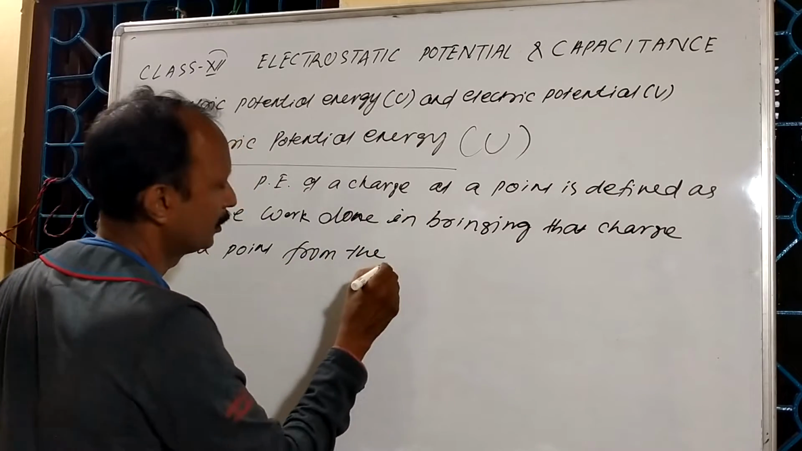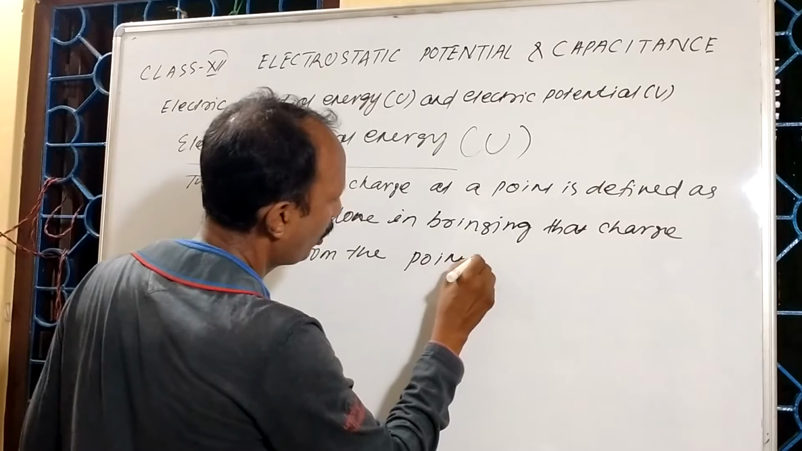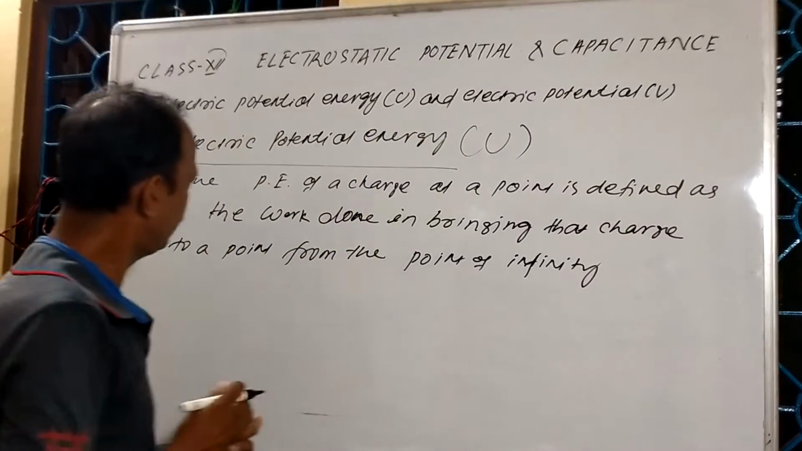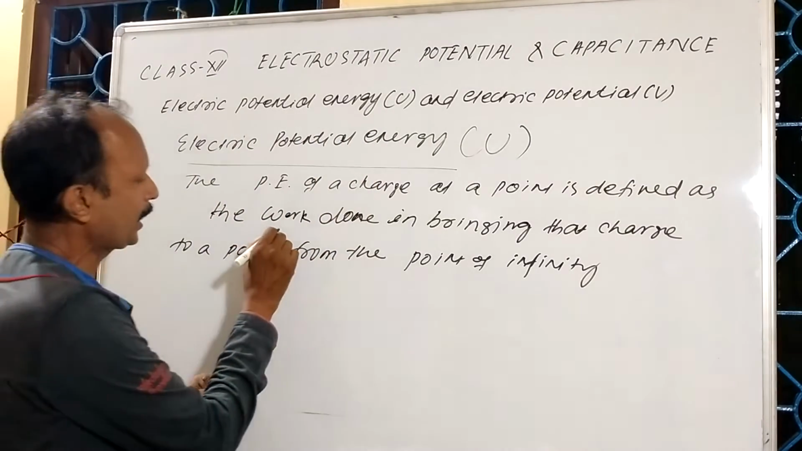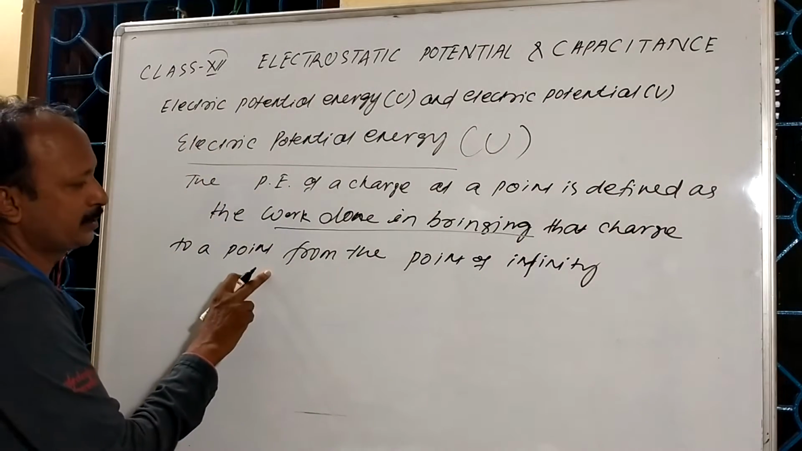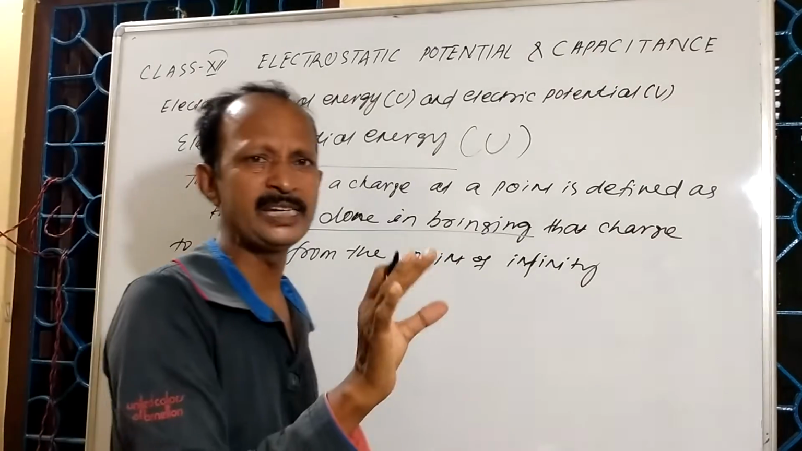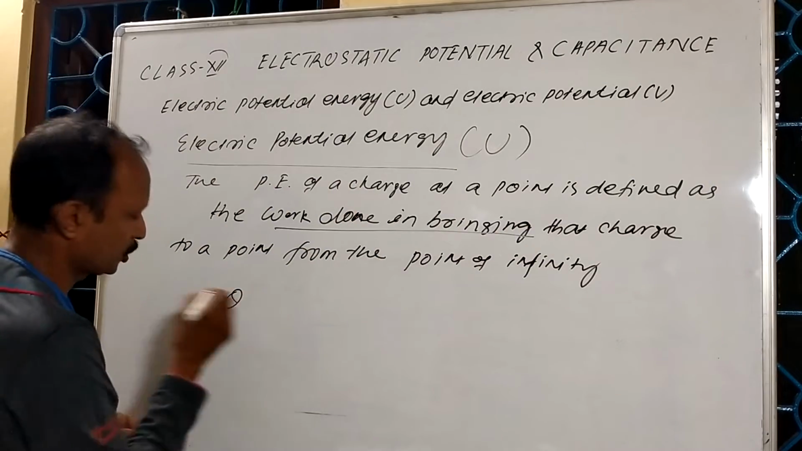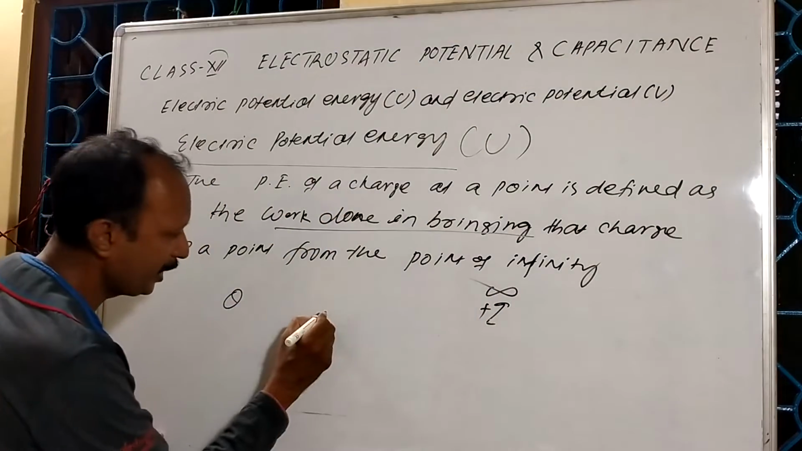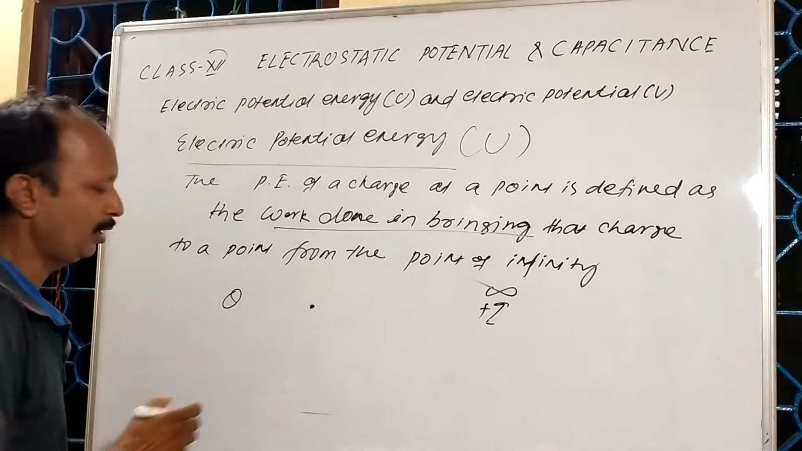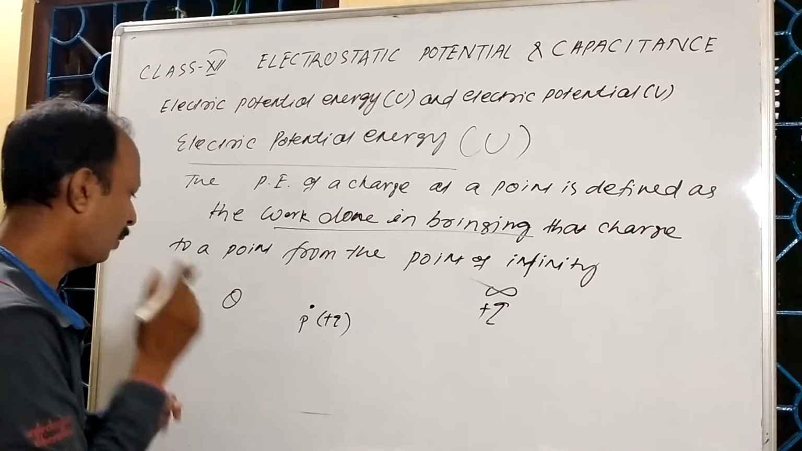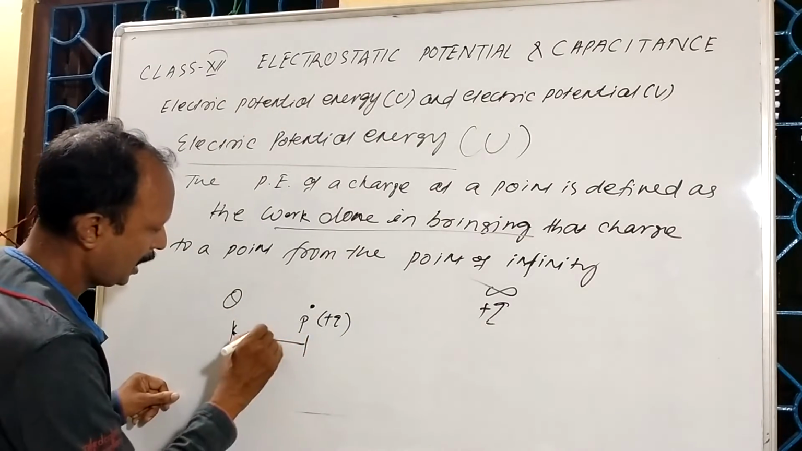from the point of infinity. I have written work done in bringing that charge to a point from the point of infinity. This is the source charge. This is the test charge. It is at infinity. I want to bring that charge to this point, for example, this point P. So this charge is q I am bringing here. Suppose this distance is r.